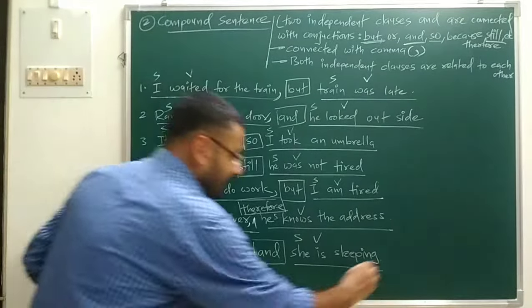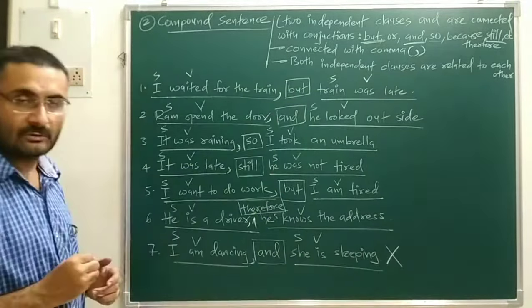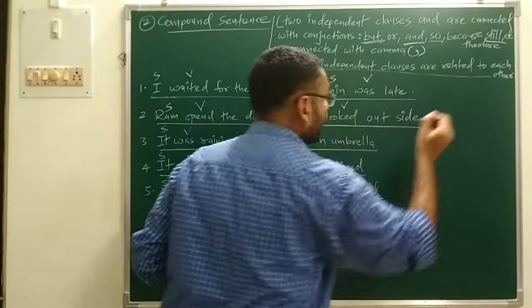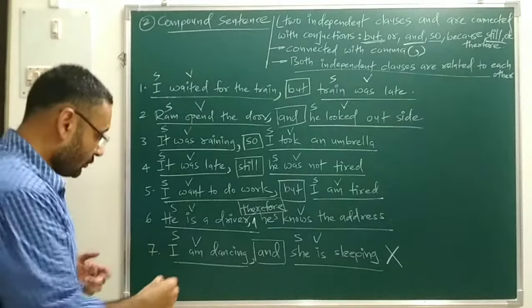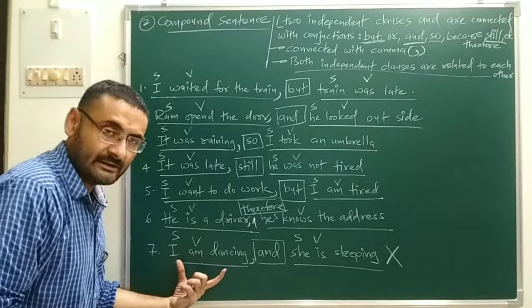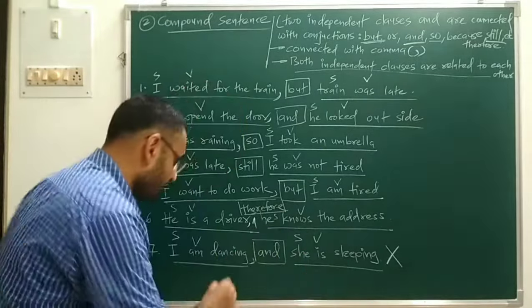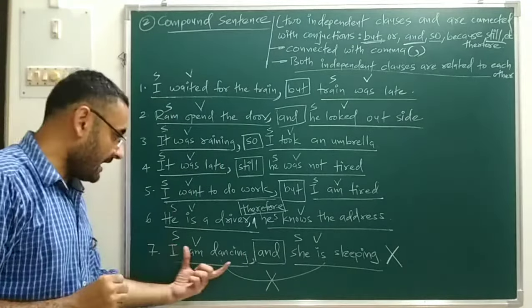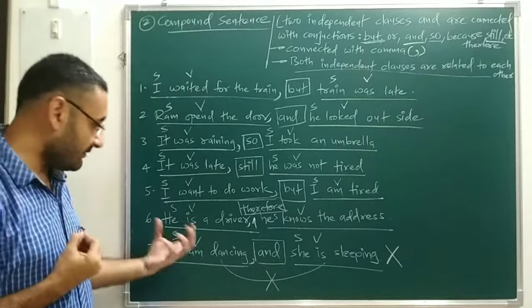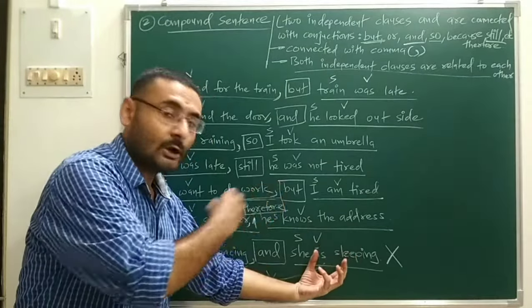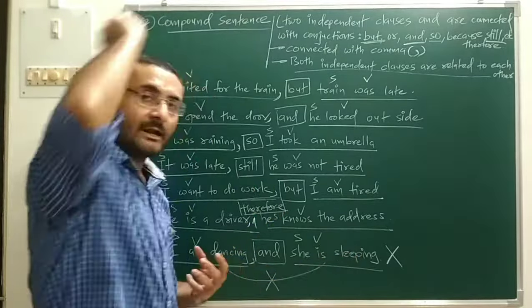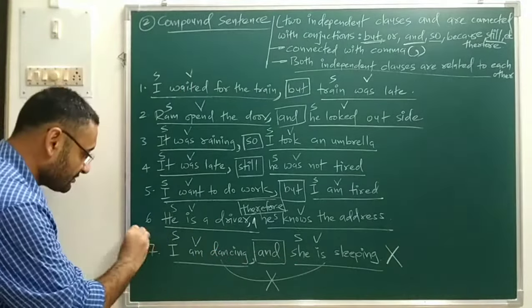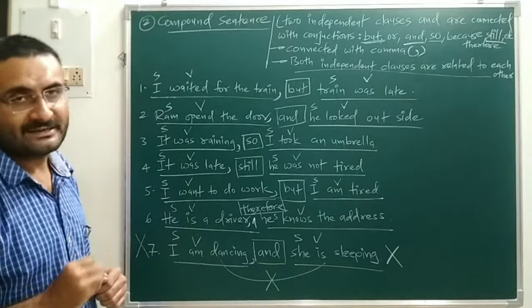If you think so, then your answer will be wrong. Why? Because as I said, both independent clauses should be related with each other. Over here, I am dancing is an independent clause, and she is sleeping, both are not related with each other. I am dancing, I am talking about myself, and related to that, I am not talking about myself, I am talking about another person. So that is why both are not related with each other. That's why it is not an example of a compound sentence.